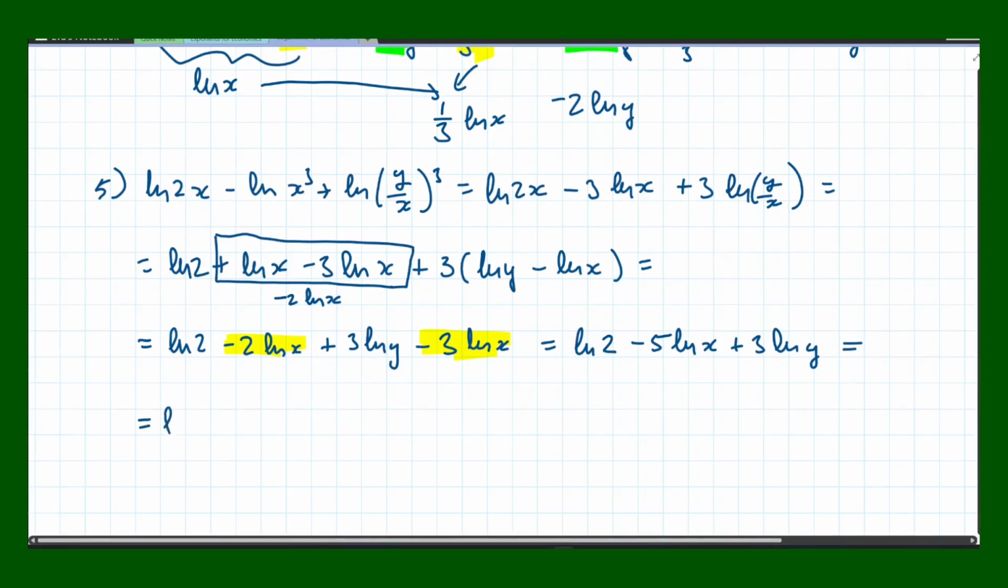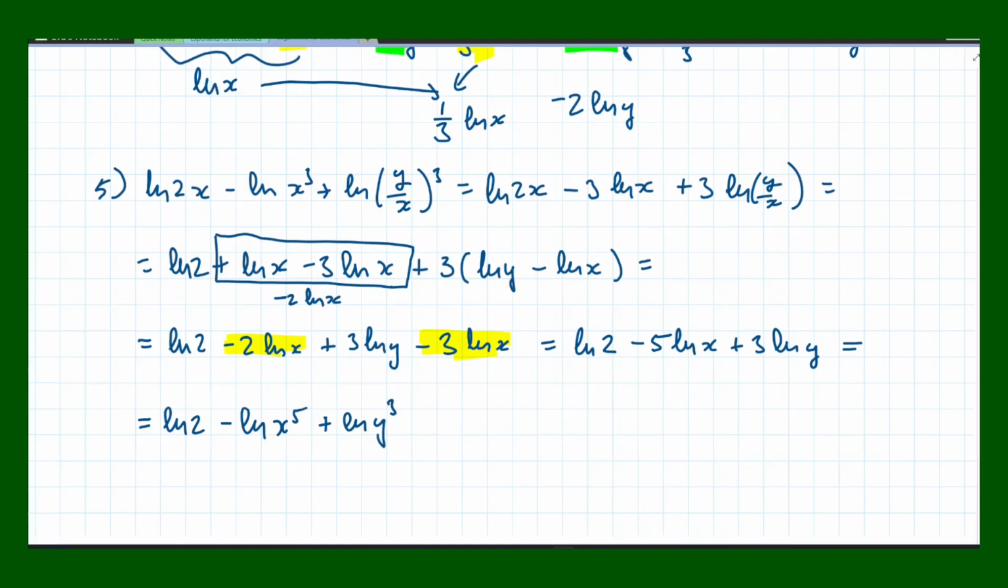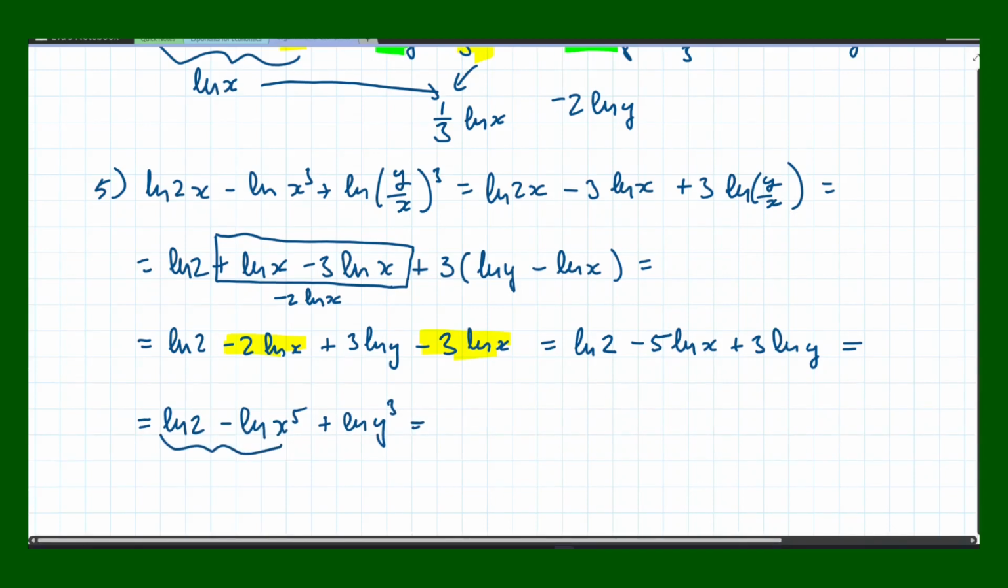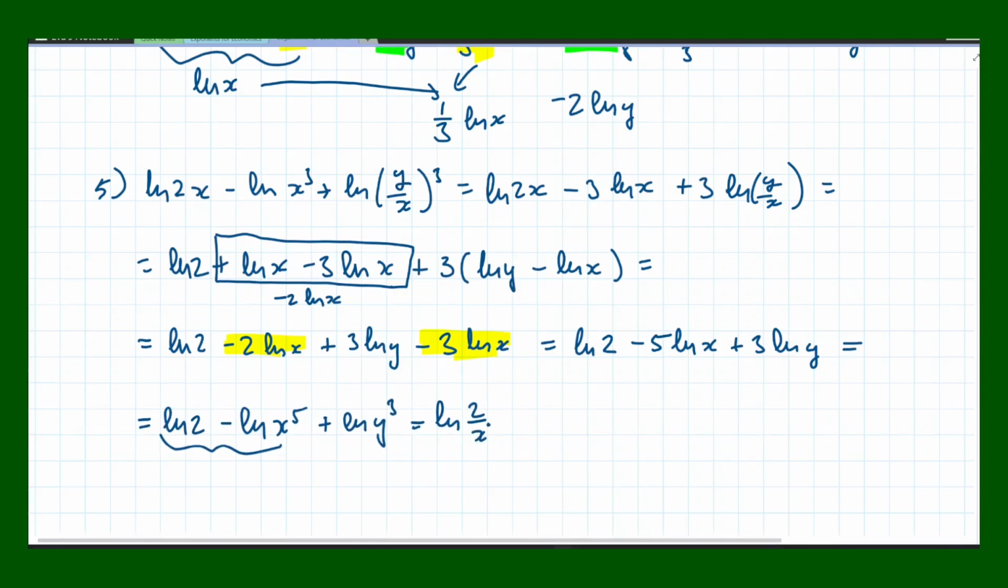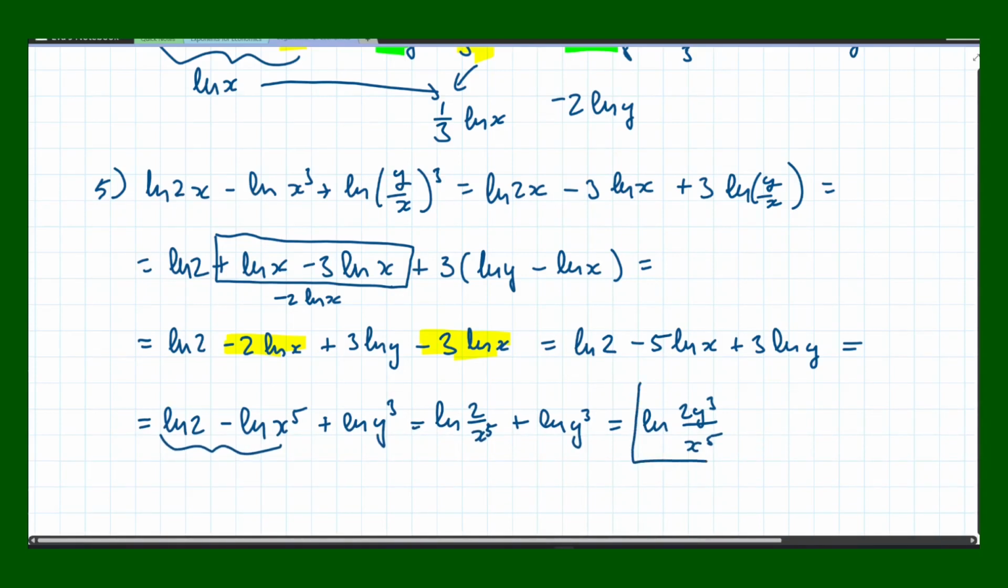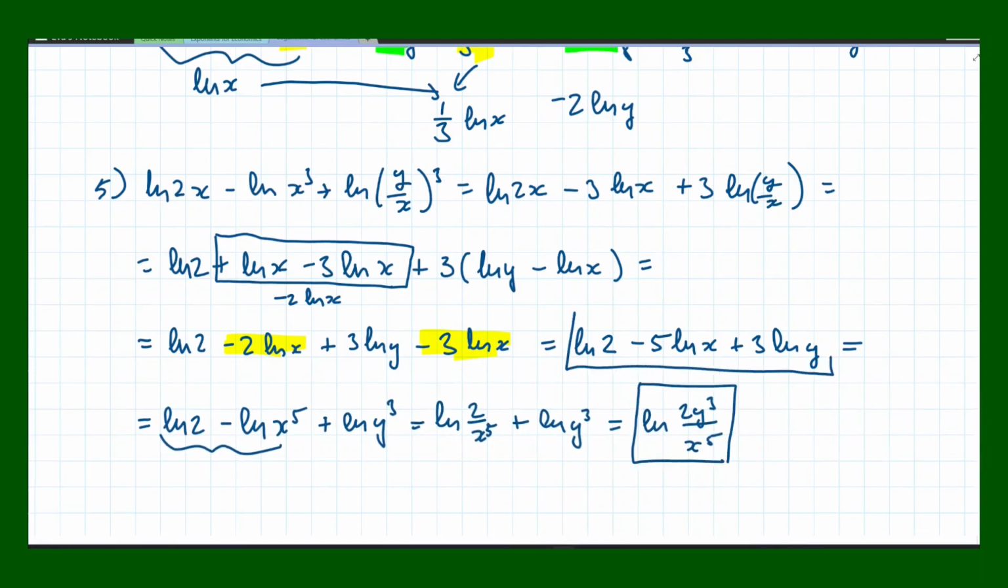So, this is going to be ln 2 minus ln x to the 5, I can bring the 5 up, plus ln y cubed. Now, why did I have to bring these 5 and 3 up into the exponent? Because the multiplication and subtraction rules only apply if there is nothing in front of the log signs. So now I can apply the division rule for the first two, and I can replace that with ln 2 over x to the 5 plus ln y cubed, and that's going to give me ln 2y cubed over x to the 5th.